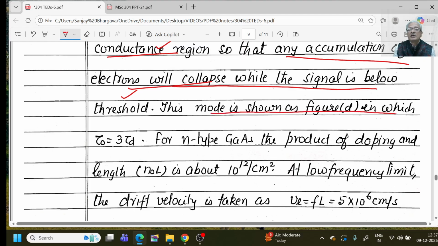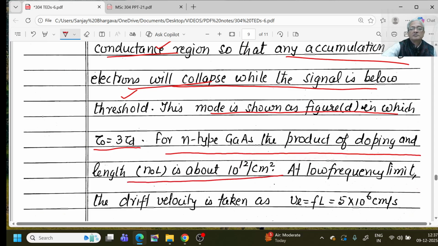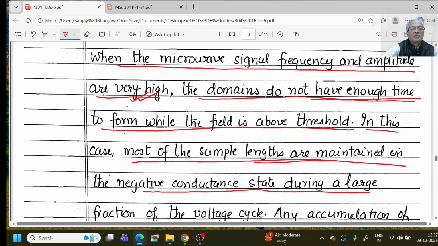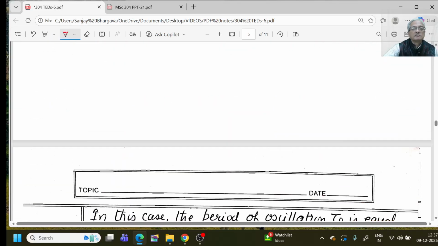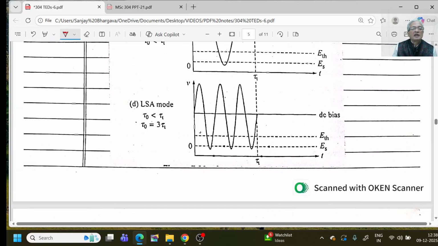This mode is shown in figure d in which tau 0 is equal to 3 tau d. For n type gallium arsenide, the product of doping N0 and L is about 10 raised to power 12 per centimeter square. So देखिए यहां पर figure d, ये आपका LSA mode. Tau 0 is less than tau L and tau 0 is 3 times tau L. So यहाँ पर आप देखिए this represents the sustaining field, this represents the threshold field and this represents the applied DC bias.